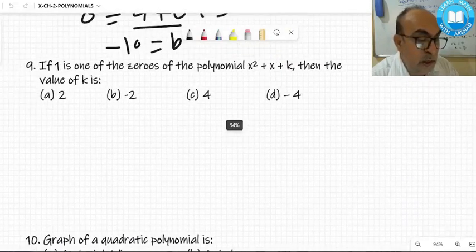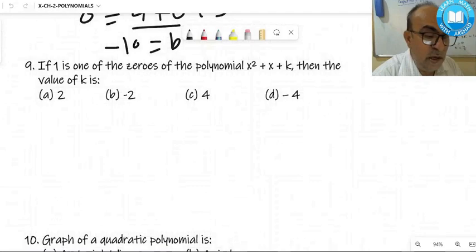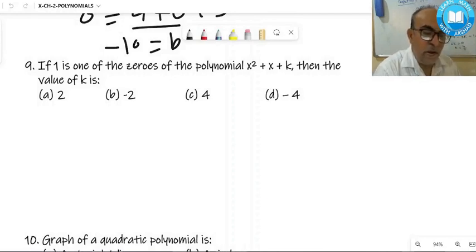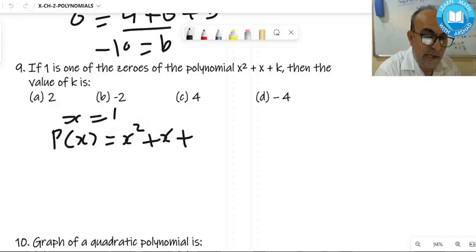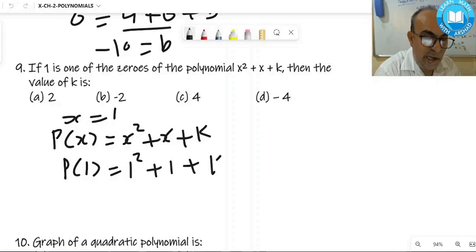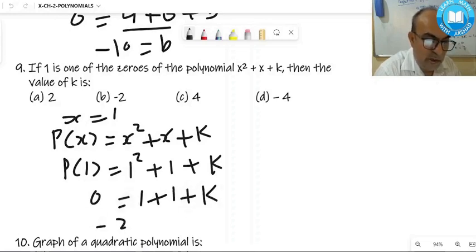Now next question, if one is one of the zeros of a polynomial, then find the same thing. You just write x equal to 1 in the given polynomial. This question and the previous question both are same. So x square plus x plus k. So p(1) is 1 square plus 1 plus k. It is 0. So 1 plus 1 plus k, so minus 2 equal to k. So this is the answer.